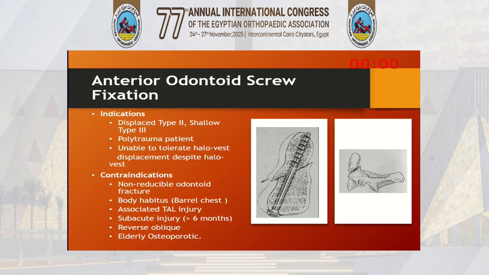Anterior odontoid screw is used for the displaced type 2, shallow type 3, and the polytrauma patient unable to tolerate a halo vest. Contraindications, which are more important, include non-reducible odontoid fracture, a barrel chest, a very big abdomen or very big breasts, associated injury of the transverse atlantal ligament, reverse oblique fracture, or osteoporosis.